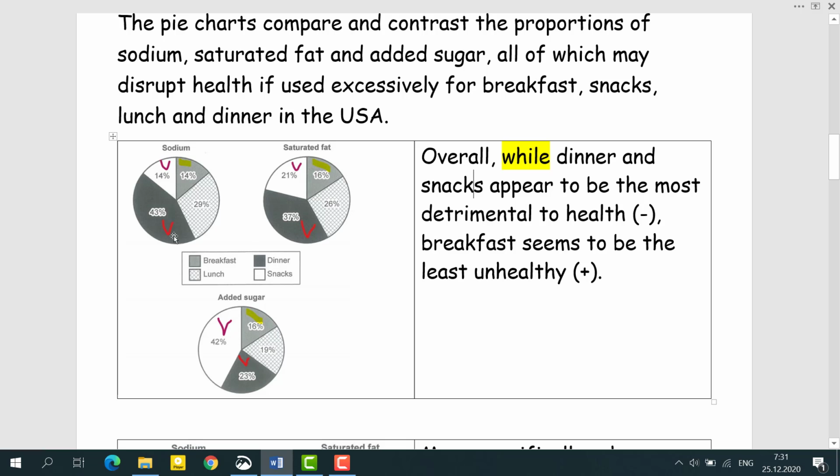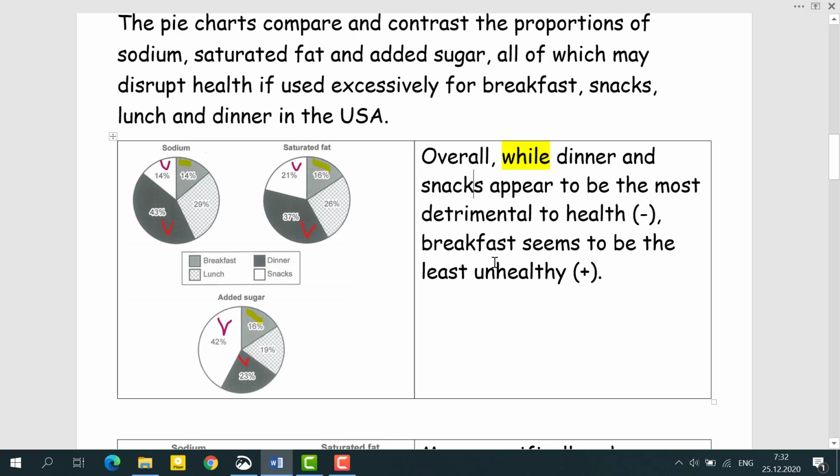Okay, and here we're talking about dinner. If you look at this carefully, dinner represents all of these percentages, and snacks here we have 42%, 21%, 14%, and all of these percentages are very high, and therefore just write the most detrimental. So here I'm using a superlative form of an adjective. Okay, so detrimental, more detrimental, and the most detrimental. And remember, the most detrimental to health. You don't want to write for health, only to health.